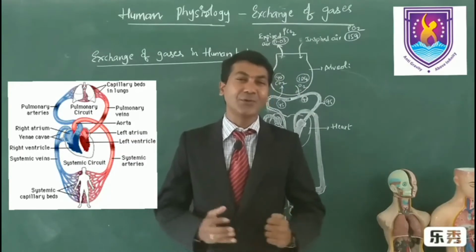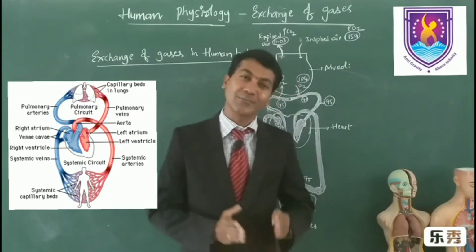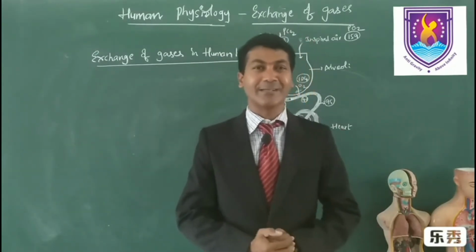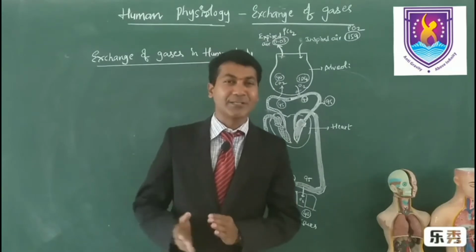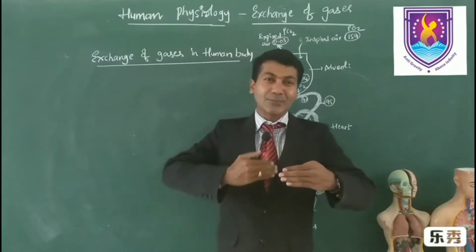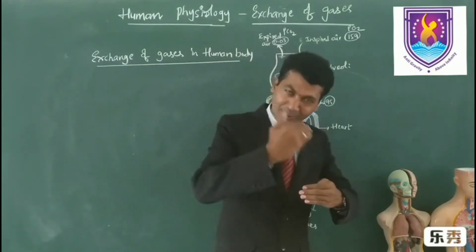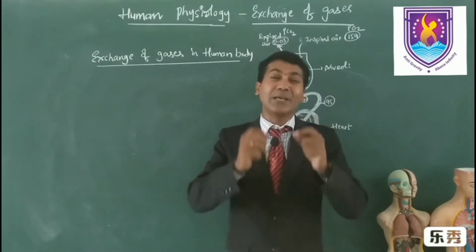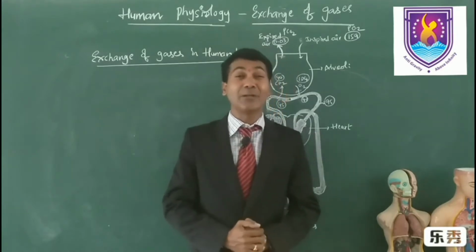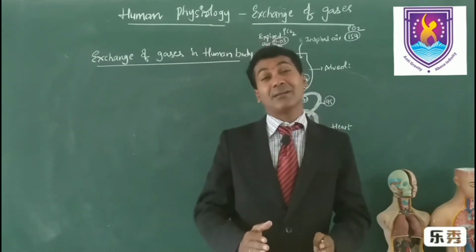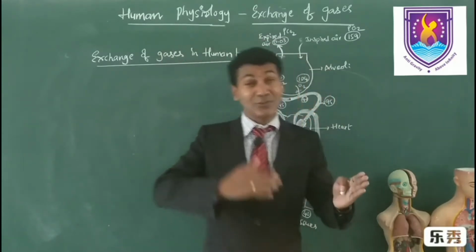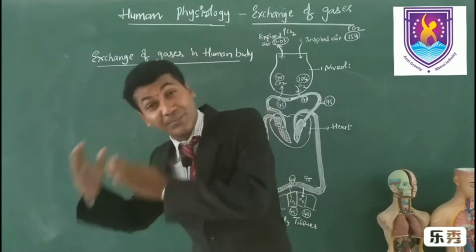As we have studied, diffusion is nothing but movement of gases, movement of any substance from a higher concentrated area to a lower concentrated area, or from a higher pressure area to a lower pressure area. That means in our body, if a gas moves from one organ to another organ, the pressure gradient plays a very important role. Today I am going to explain how this pressure gradient helps in the movement of gases like oxygen from lungs to tissues and carbon dioxide from tissues to lungs.